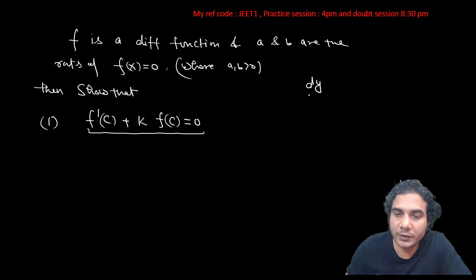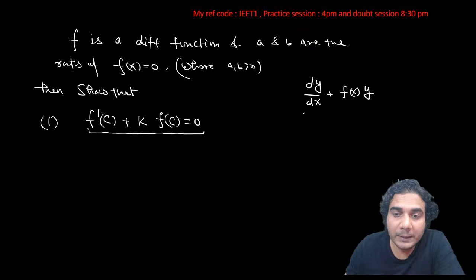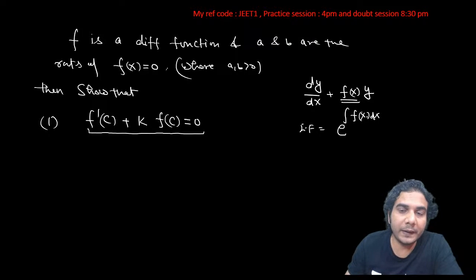So this is a differential equation: dy by dx plus some function f(x) into y. It might be some constant also, like k can be a function of x. If this is written and we need to express this as an exact derivative of some function, then we multiply it by a factor. That factor is called the integrating factor, and that integrating factor is nothing but e raised to integral of f(x) dx.